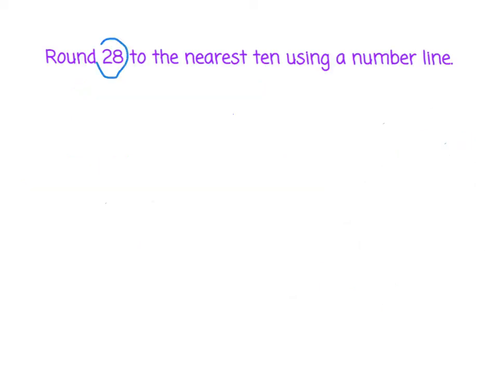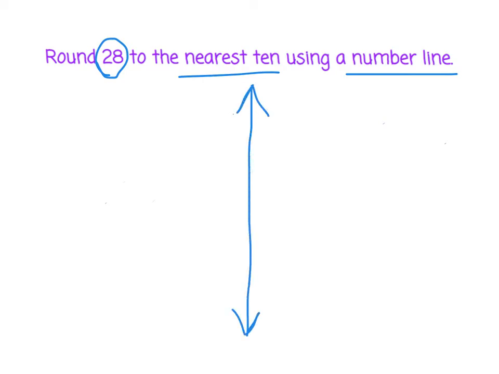It says round 28 to the nearest 10 using a number line. So let's draw a vertical number line, which means it's going to go from top to bottom. Now I'm going to write 3 tick marks on my number line. One at the bottom, one in the middle, and one at the top.